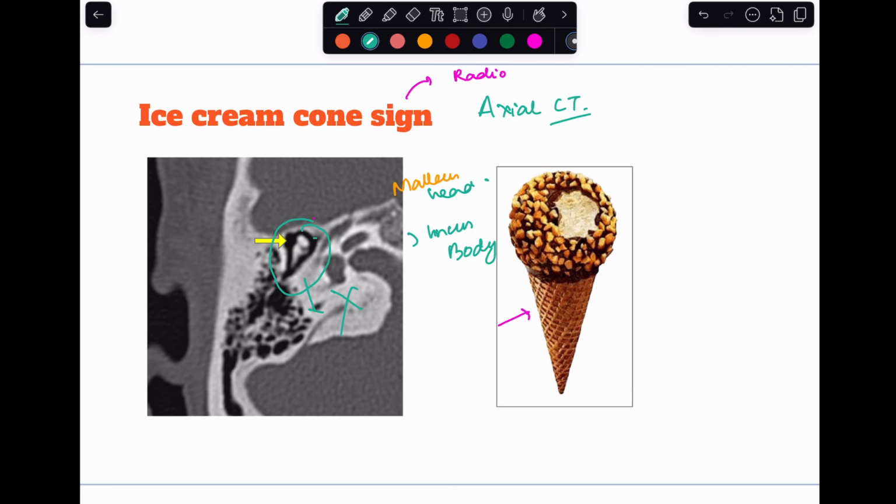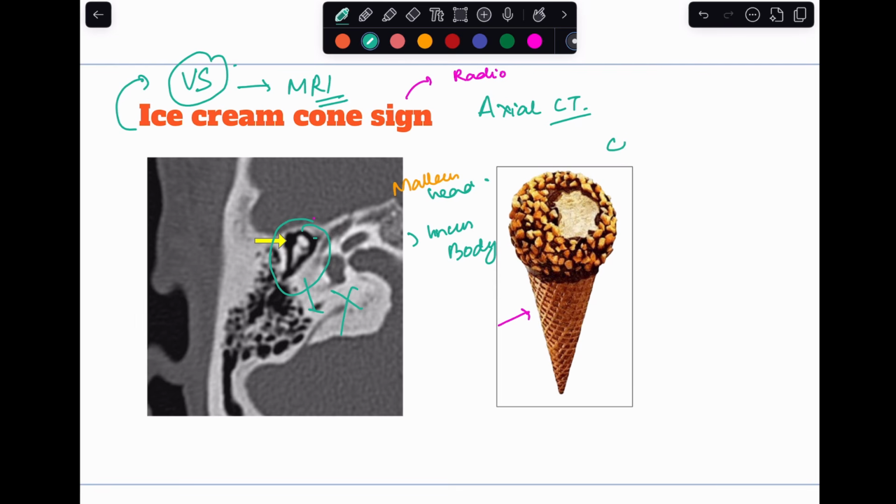Now there's another ice cream cone sign in ENT, in otology itself, that you may get confused with, and this is not seen in a normal situation but rather a pathological situation, which is vestibular schwannoma. In vestibular schwannoma, also known as acoustic neuroma, we also see an ice cream cone sign, but this is seen in a case of MRI.